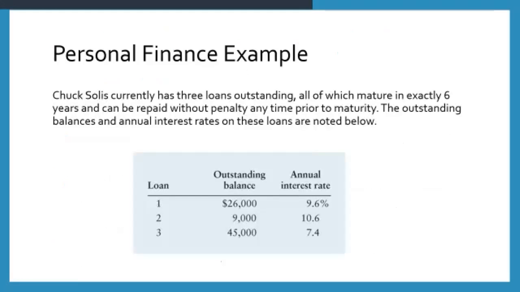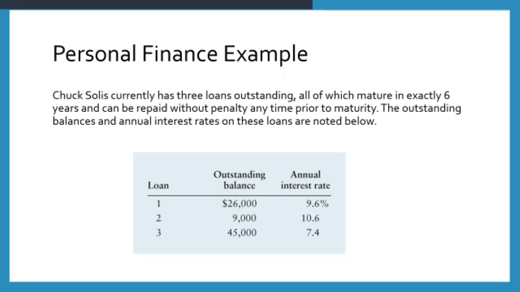Now let's put a little personal finance example onto it. This is the last slide. It says Chuck Solis currently has 3 loans outstanding. This might apply to you, or to someone you can help, so pay attention. People always ask this question. They have 3 loans outstanding, all of which mature exactly 6 years from now and can be repaid without penalty anytime prior to maturity. The outstanding balances and annual interest rates on these loans are noted below.